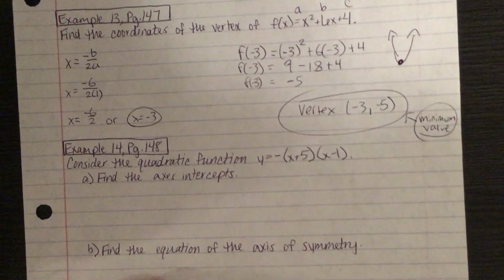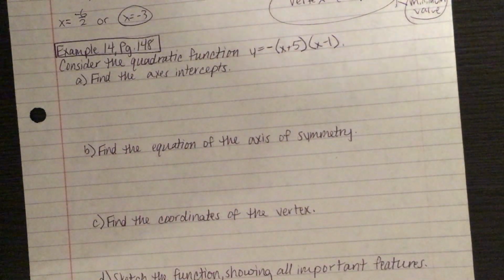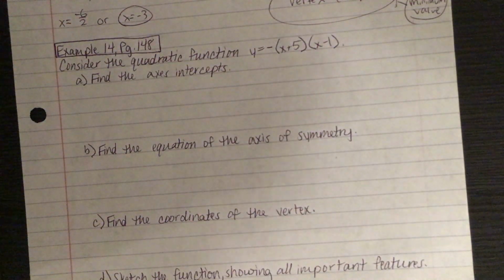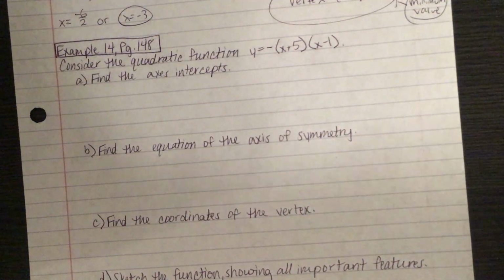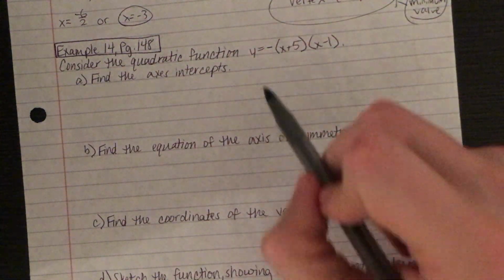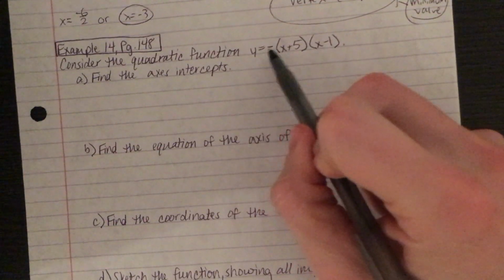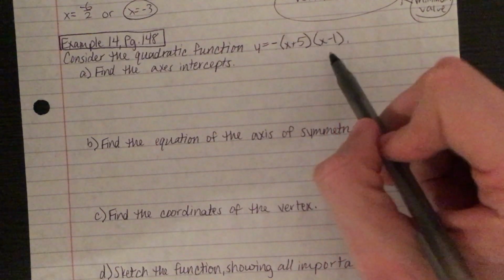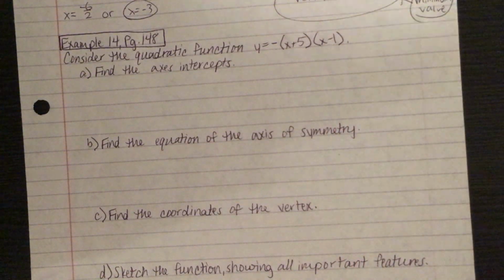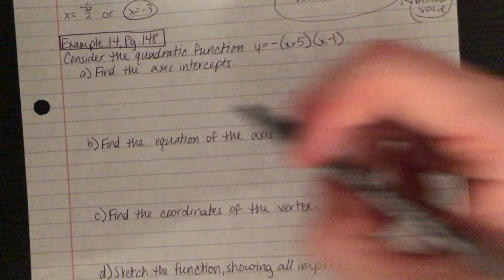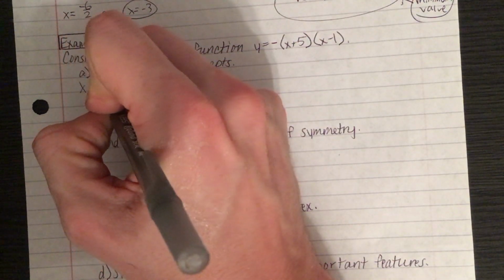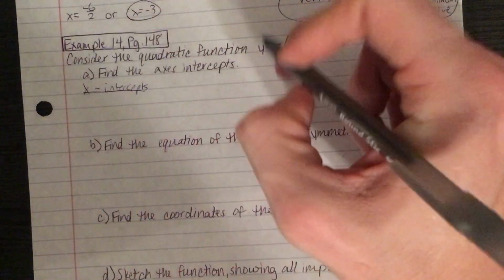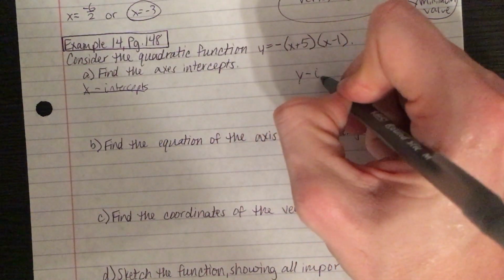So let's put all of this information that we've talked about in the notes all together. Let's use all of this information to graph a parabola. So here we've got the function y equals negative times (x plus 5) times (x minus 1). We want to find the axis intercepts, so we want to find the x-intercepts and the y-intercepts. We want to calculate both of these things here.